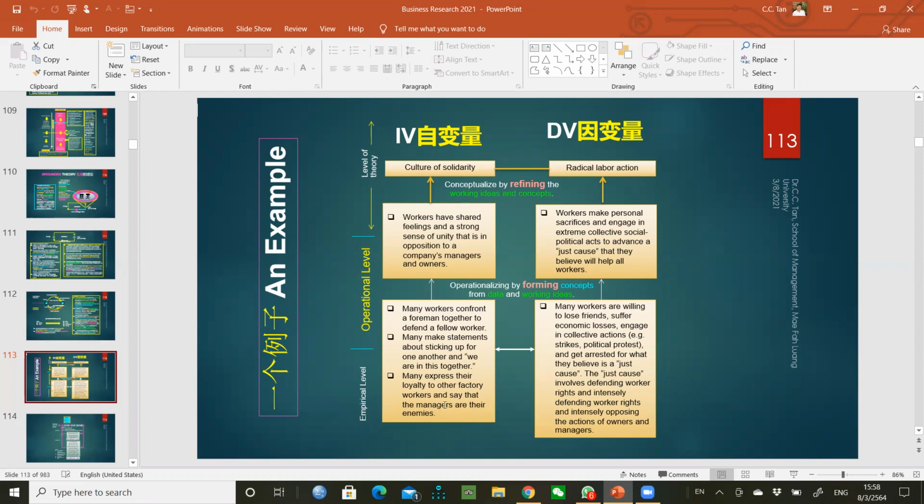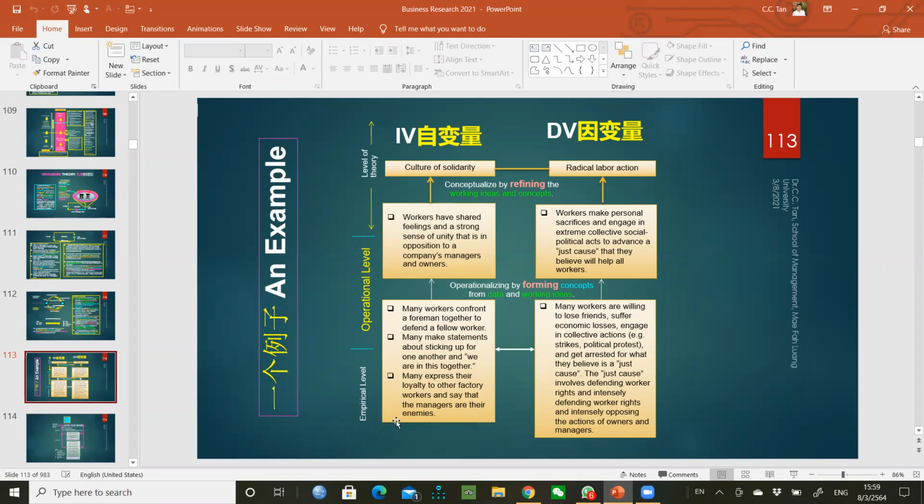And many express their loyalty to other factory workers and say that the managers are their enemies. So again, they are separating into two different groups. One is their own labor group, and the other is the management group, or supervisory group.